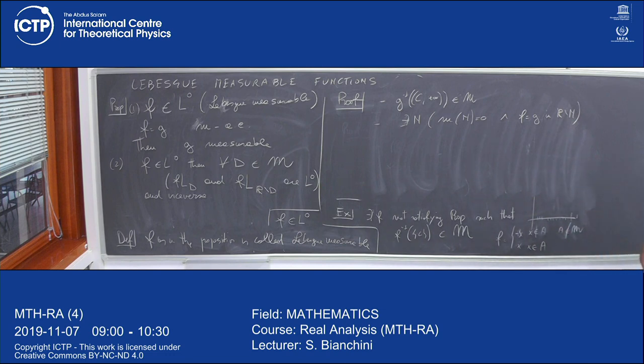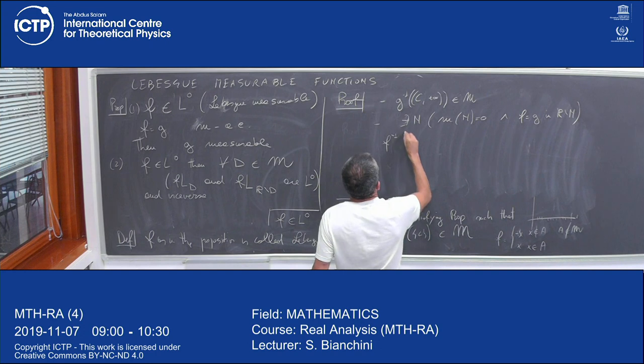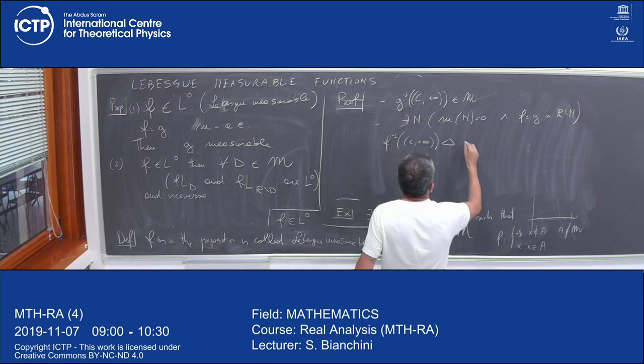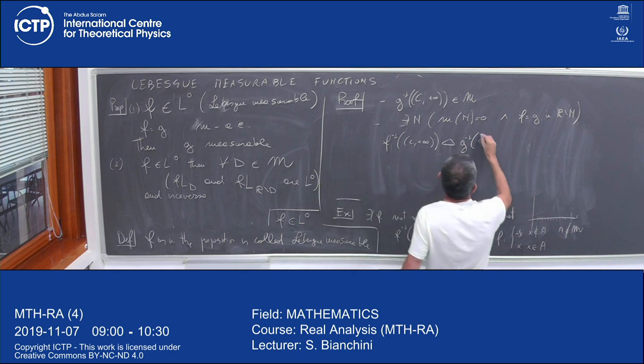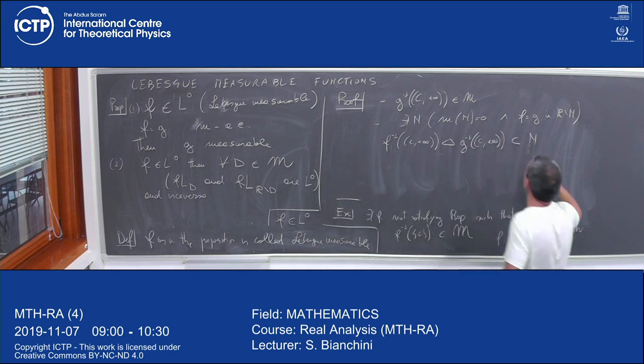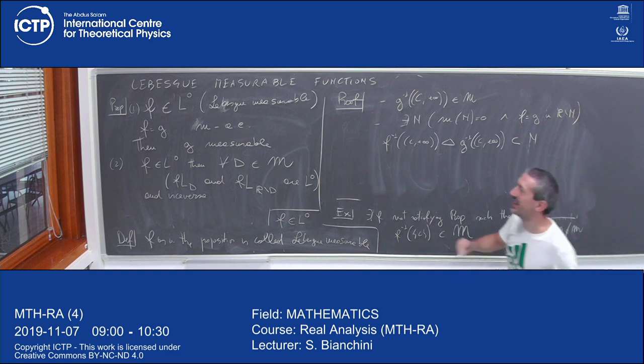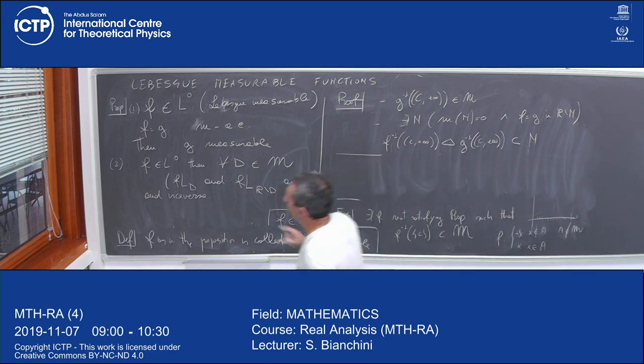So finally, for f minus 1 of (c, plus infinity), the symmetric difference with g minus 1 of (c, plus infinity) is contained in n. Do you agree? And so it has measure, in particular its measure. Perfect. Very well. What about the second?